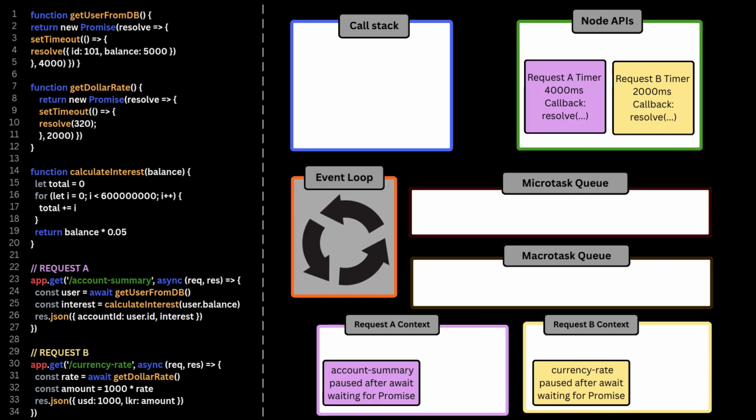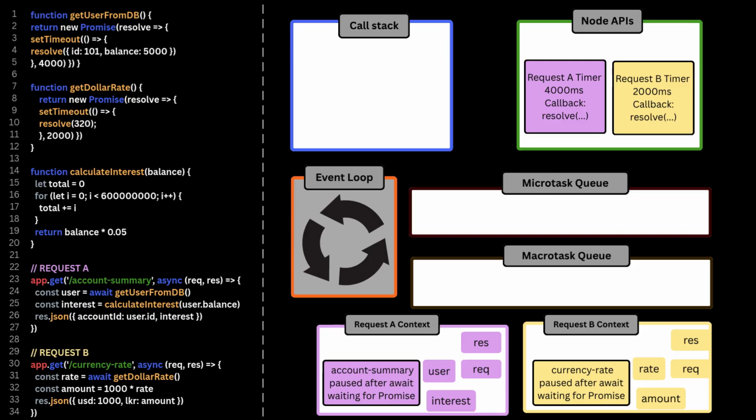Even though JavaScript uses a single thread, each request still maintains its own separate execution context. Variables like req, res, user, and rate belong only to their specific request. When asynchronous operations are delegated, Node.js preserves the callback and its associated state. So when execution resumes later, the correct request continues with the correct data.